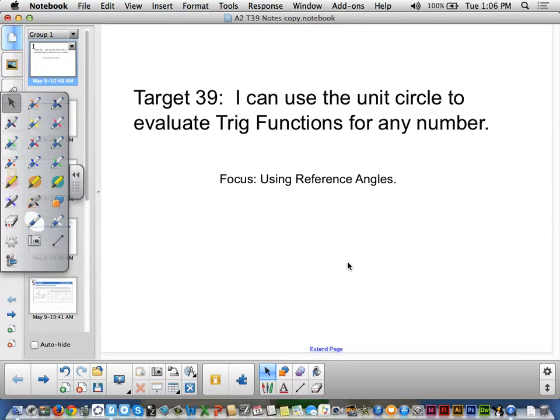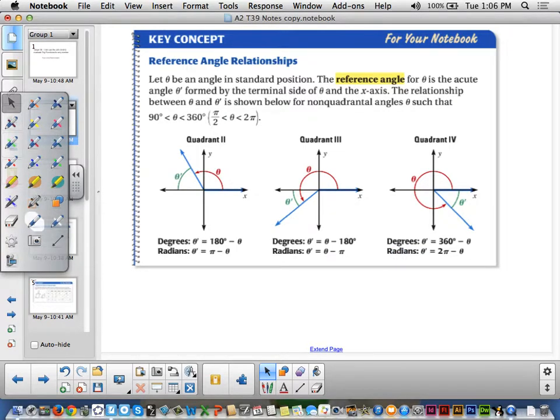Algebra 2, target 39. I can use the unit circle to evaluate trig functions for any number. Today the focus is on using reference angles. So first off, what is a reference angle? Well, a reference angle is related to the angle. It's telling us how far away we are from the horizontal.